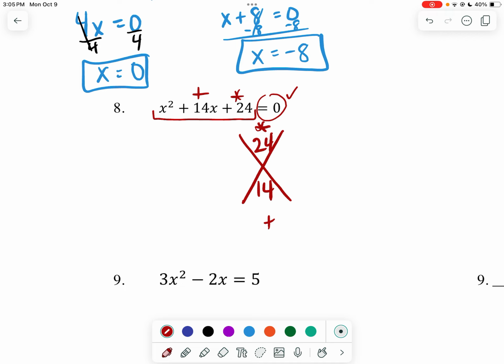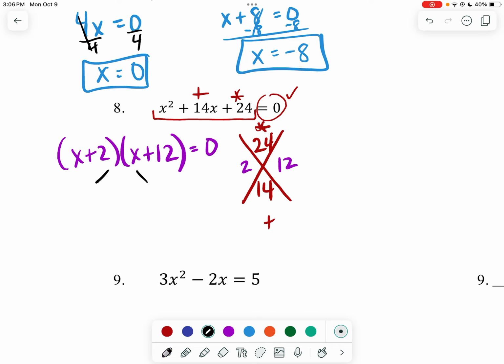Okay, you can go through your pairs of 24, grab your calculator, start dividing. So you can have 1 and 24, 2 and 12, 3 and 8, 6 and 4. So the one that works would be 2 and 12, because that would add to 14. So I have x plus 2, x plus 12. Now if this just said factor, those are my factors. But this says solve. It's set equal to 0. So now, just like I did in number 6, I'm going to branch each of these factors out and set them equal to 0 and then solve them.